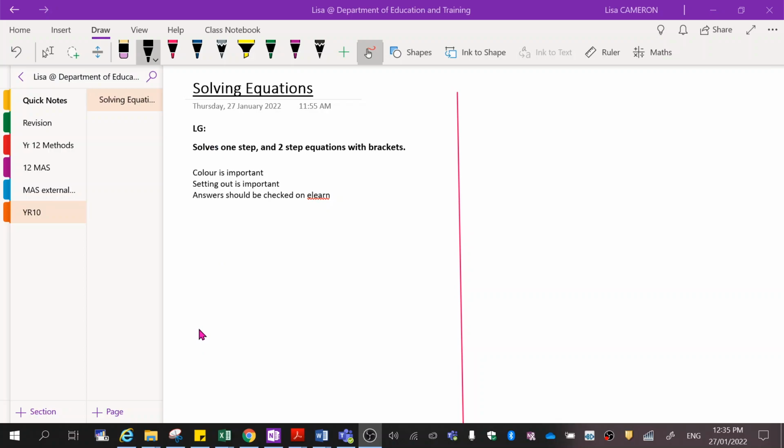Okay, and I will be checking in our next lesson to make sure that everybody's got this down because it is a really important part of the process. Okay, so let's get started. Now, we're going to be looking at solving 1- and 2-step equations with brackets today. So I'm going to show you a couple of different ways to do that. So our first example is going to look like this.